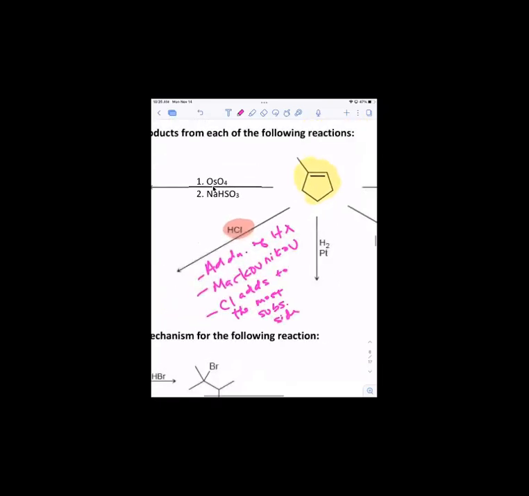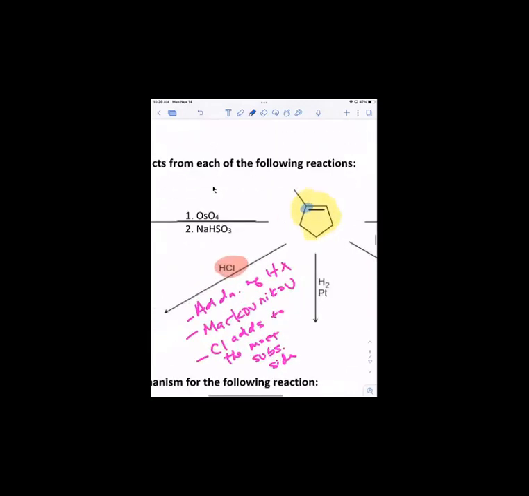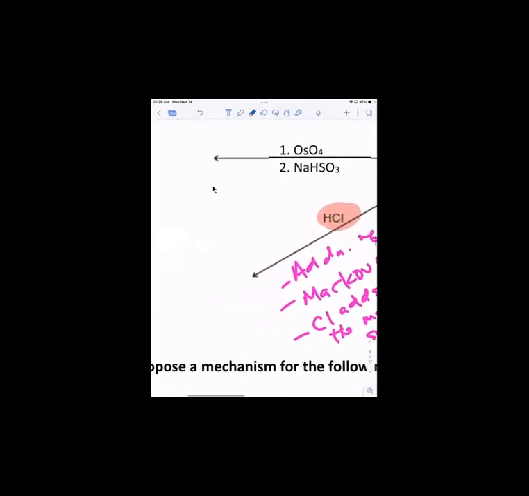If you look at that double bond, which side is more substituted? If you look at the two carbons. The left side. Left side, right? This side right here. So in the product, that's where chlorine is going, and H is going to the other side. So let's draw that out.